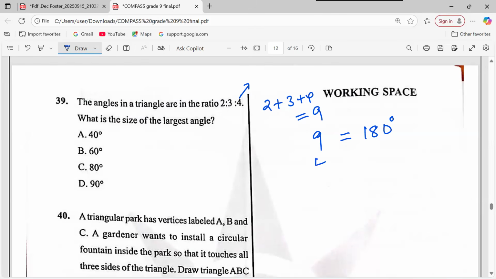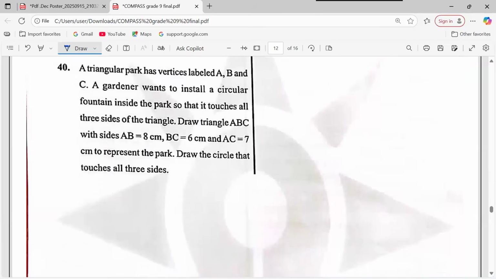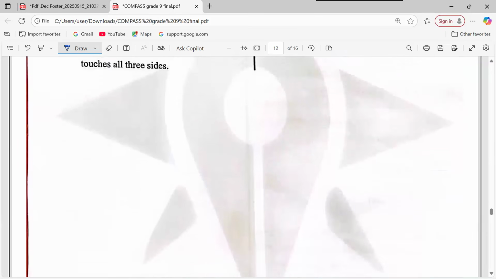What about 4? The number of proportions representing the bigger angle. 4 by 180 out of 9. This is going to exactly be 4 by 180 over 9, giving us 80. Yeah, that gives us 80. Very easy to come up with the right answers. Let's check this particular question.